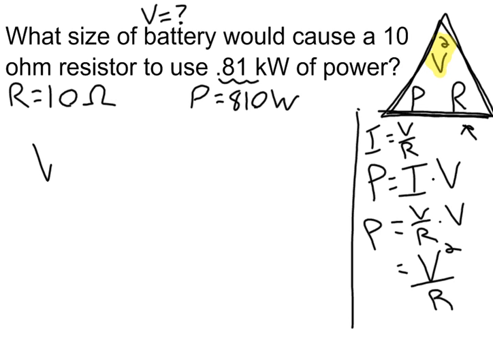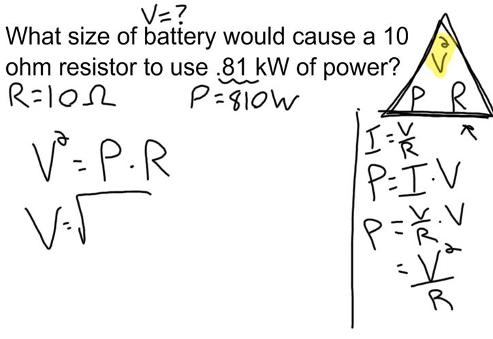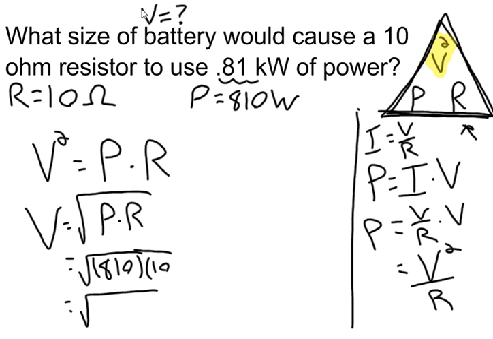So, if V squared is equal to P times R, then V is going to be equal to the square root of P times R. And we can just basically plug in the information that we have here as SI units. So power is 810 watts. Multiply that by 10 ohms. The square root, then, we want the square root of 8,100.